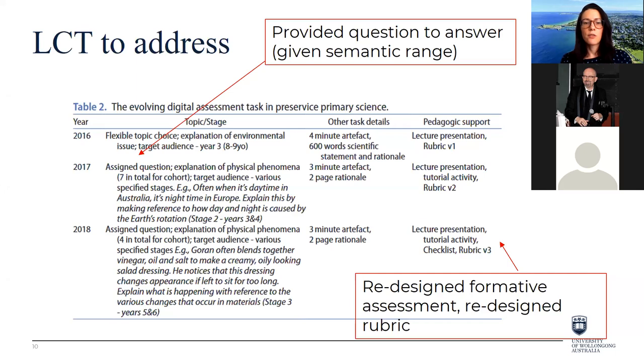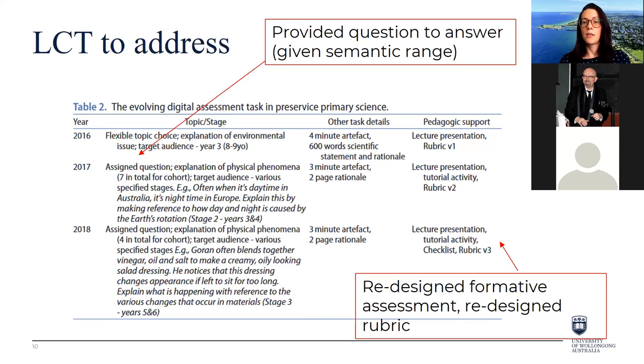We introduced three changes in order to help achieve this. The first was to actually provide the semantic range within the question. This relates more to semantic gravity, in identifying that there is a much more abstract concept that underlies this everyday thing that's happening. So for example, we'd phrase it as explain X using this particular concept.